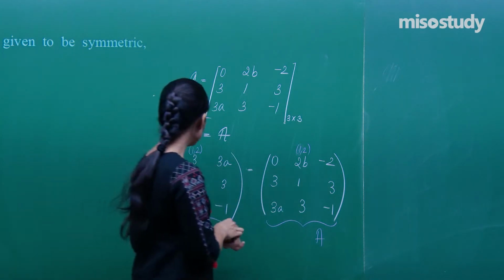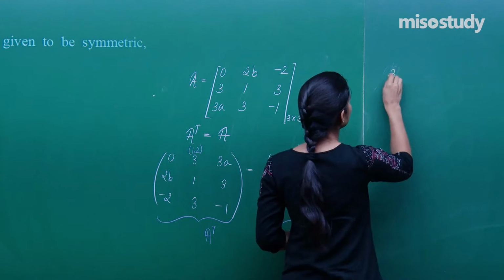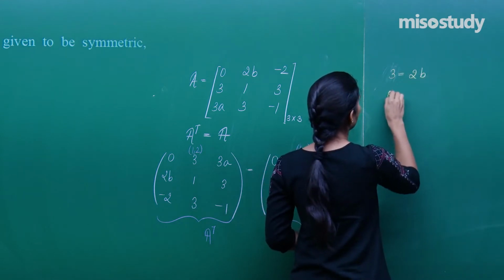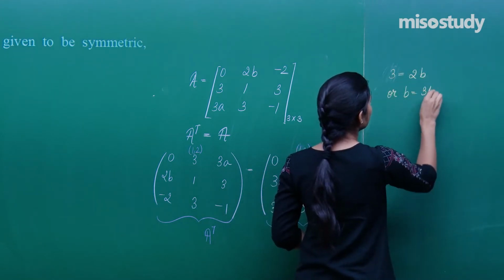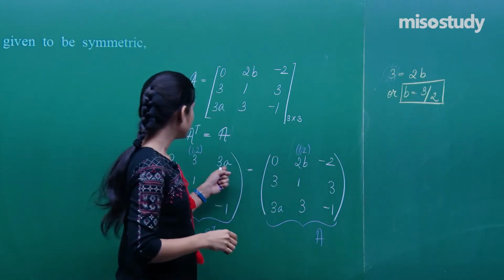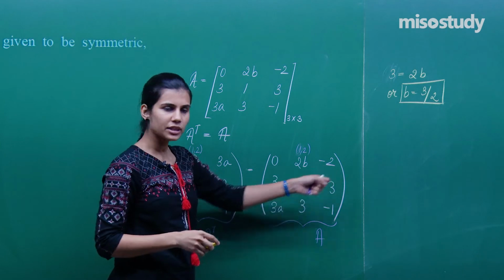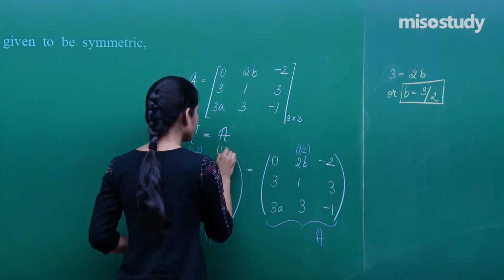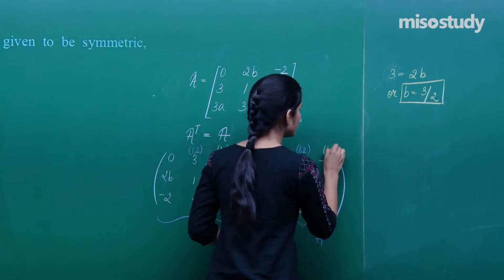They both will be equal, so you get 3 is equal to 2b, or b is 3/2. After this you have the 1/3th element equals the 1/3th element. This is the 1/3th element of A transpose. This is the 1/3th element of A.